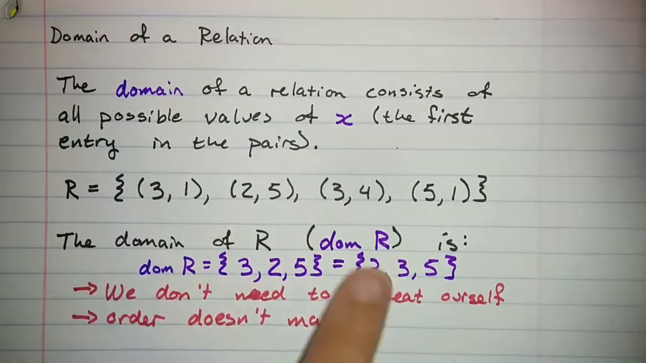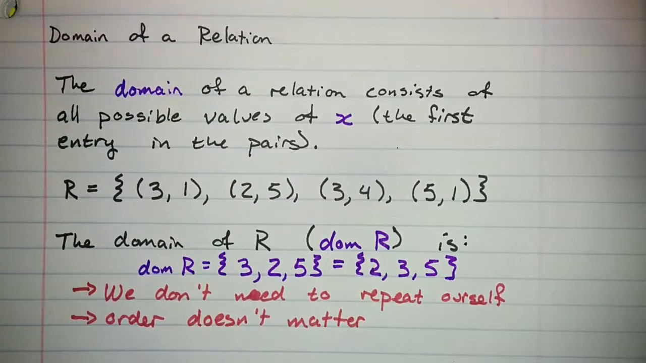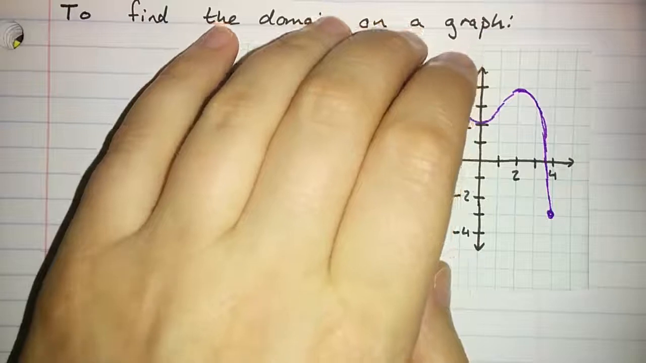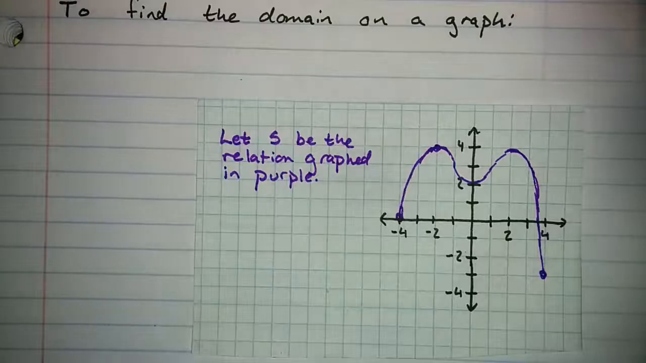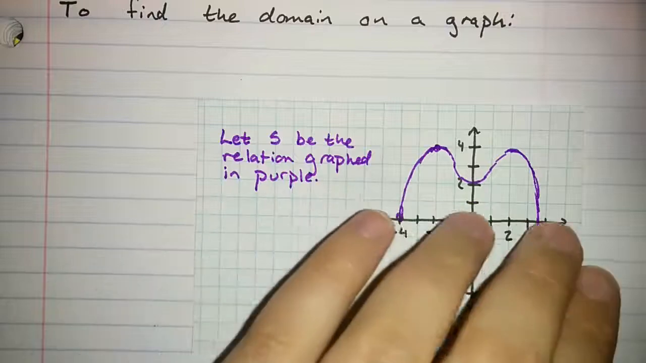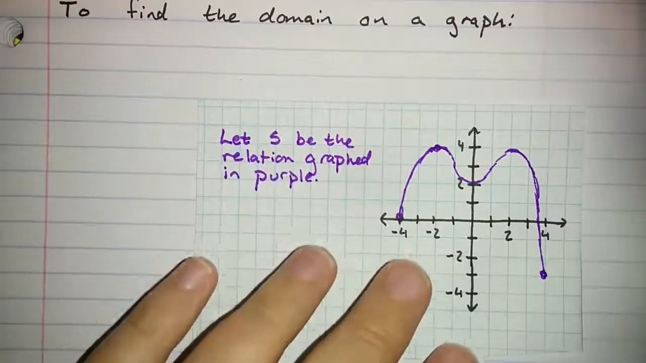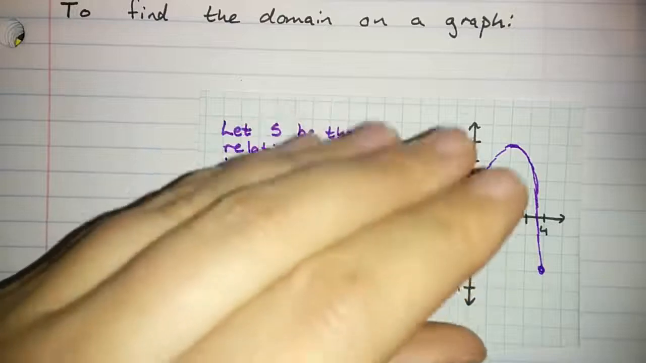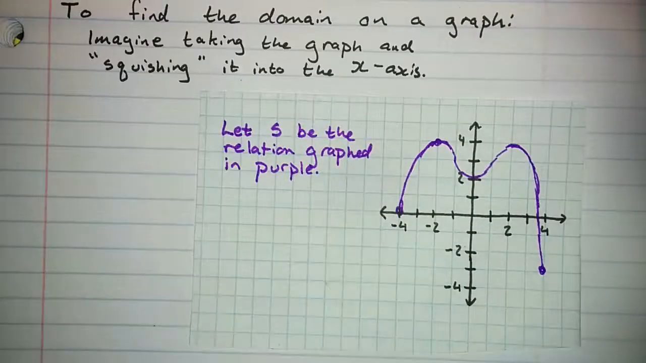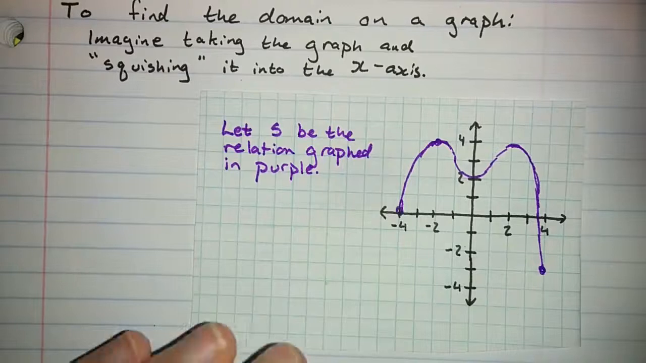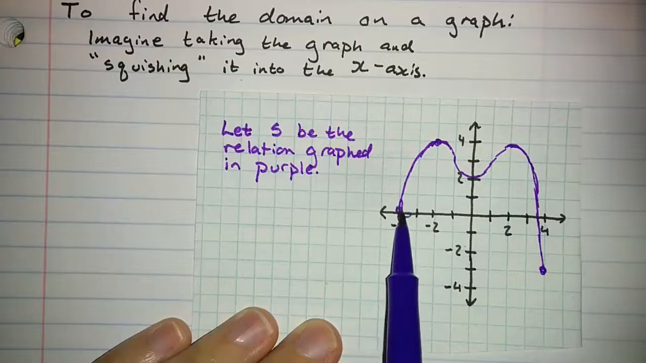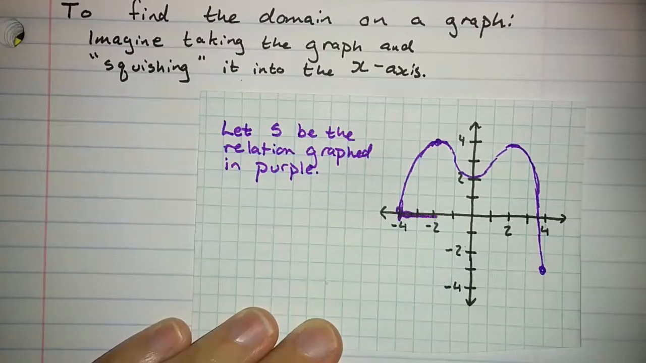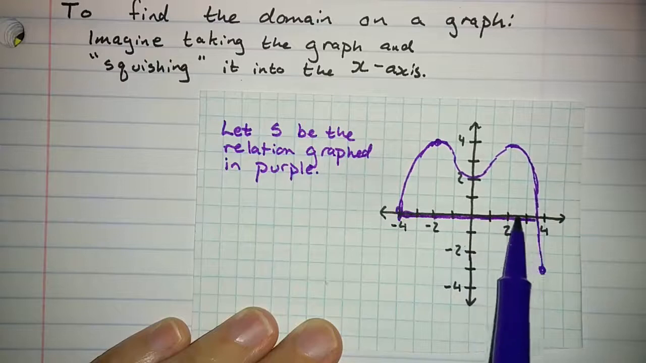All right, what if we have a function that's given in one of the other forms that we've met? Let's suppose that S is the relation graphed here in purple, and we want to find the domain of S. The domain is all of the possible values that x might take. So we imagine taking this graph and squishing it into the x-axis. So in this picture, what happens when we do that? Right, we have bits of the graph above and below the x-axis from -4 all the way up to 4.